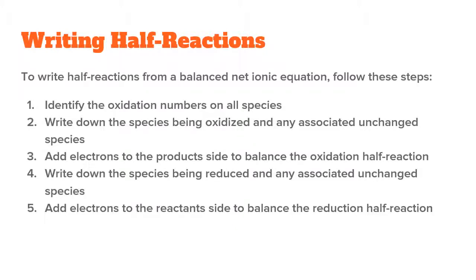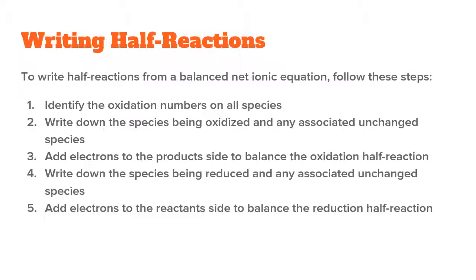All right, so one important skill that you're going to need for the AP exam is knowing how to write half reactions. And to do that, we're going to take it one species at a time and first figure out all the oxidation numbers like we did in the first lesson. And then we're going to split it up into the species being oxidized versus the species that's being reduced.